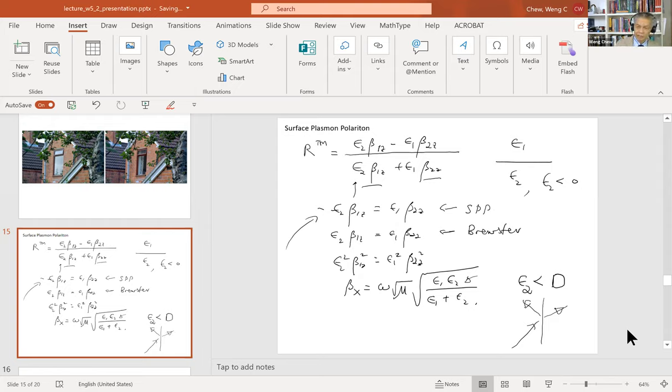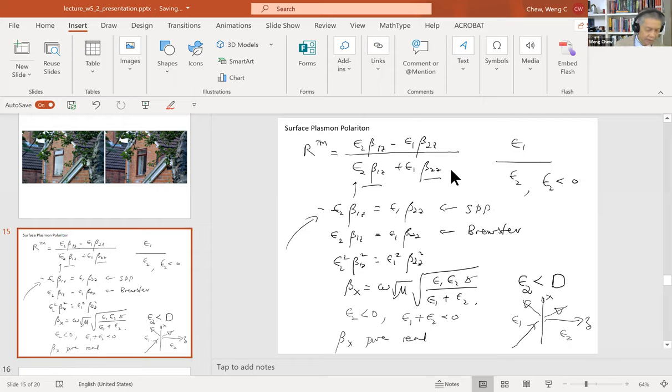If you hear me now, I'll continue with the lecture. Remember, in our coordinate system, this is the z direction, this is the x direction. Beta x is given by this number. You can solve for it. It's the same equation as you have for Brewster angle. But then epsilon 2 is negative. If epsilon 1 plus epsilon 2 is also negative, with epsilon 2 so negative that even though epsilon 1 is positive, both the denominator and the numerator are negative, then beta x will be pure real. That can happen, such that beta x is pure real while epsilon 2 is negative. And that is when you have the reflection coefficient going to infinity.